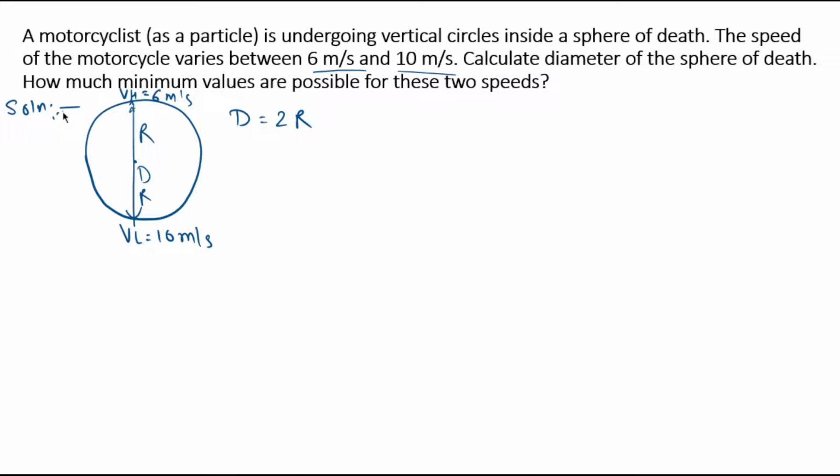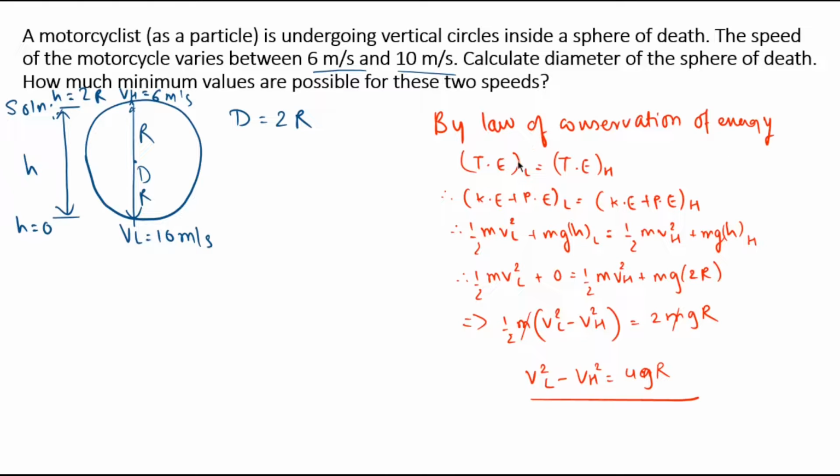So this is the height of the vertical circle. So here the h will be 0 and here the h will be twice the radius. Now in order to calculate the diameter we need to find out the radius. So by law of conservation of energy, we know that total energy at lower point will be equal to total energy at higher point. So by expanding the total energy in terms of kinetic energy and potential energy, we can say that half m vL square plus mgh, the height at lower point, will be equal to half m vH square plus mgh, the height at higher point.